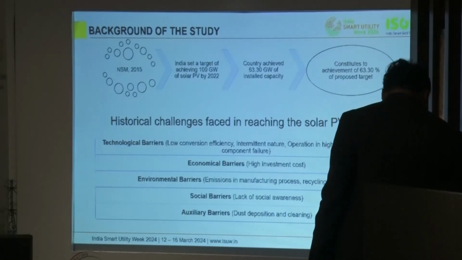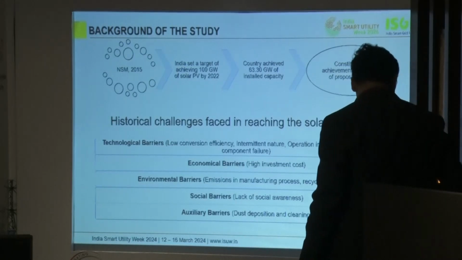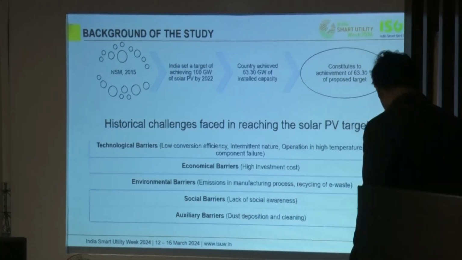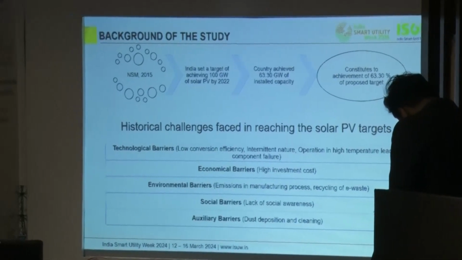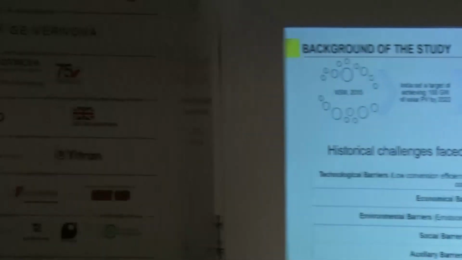In the environmental barriers, emissions in the manufacturing process and recycling of e-waste are challenges for solar PV. For social barriers, the lack of social awareness at the consumer end is a major barrier. For the auxiliary barrier, dust deposition and cleaning is the challenge associated with solar PV. So for the current study, the relevance is about the future target of our country.